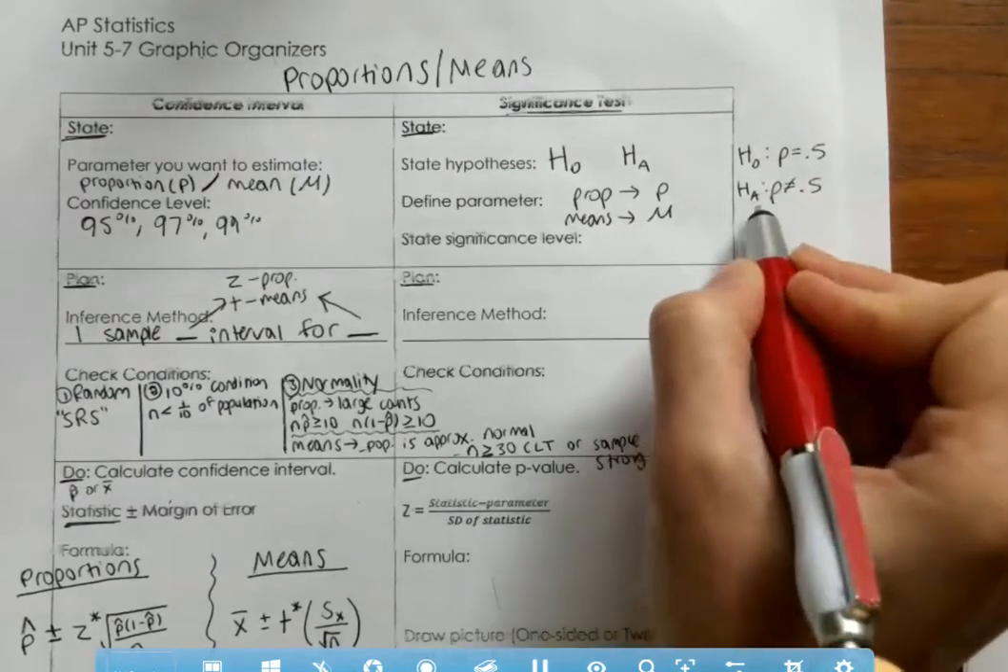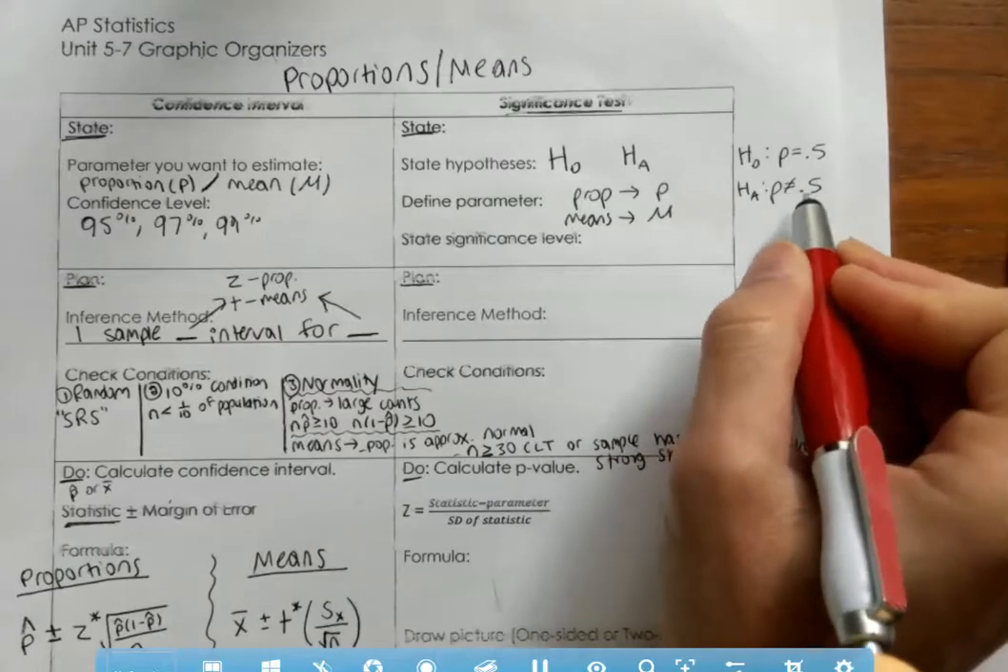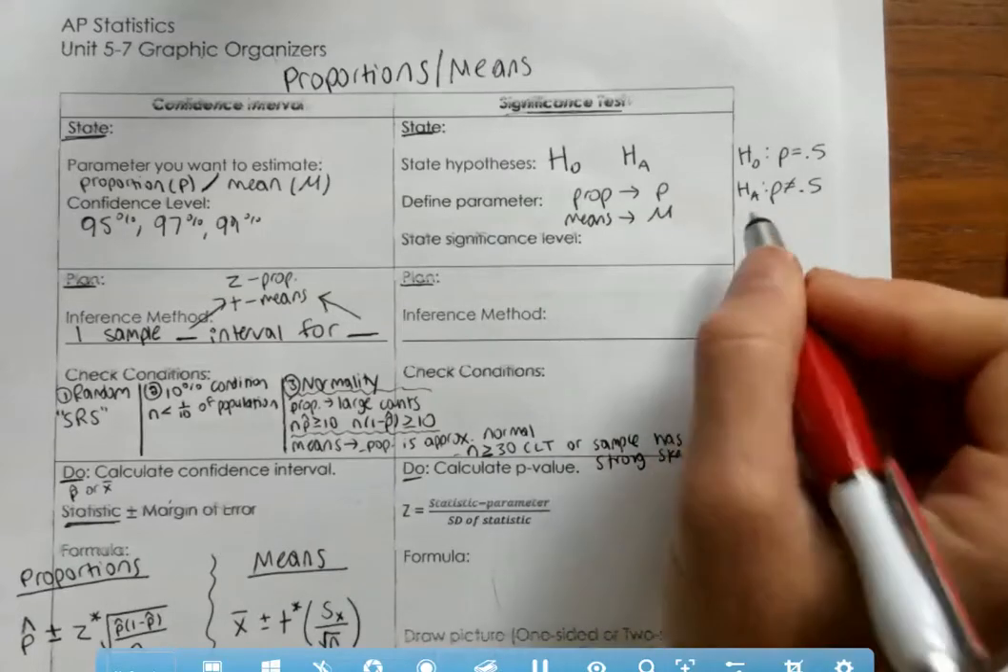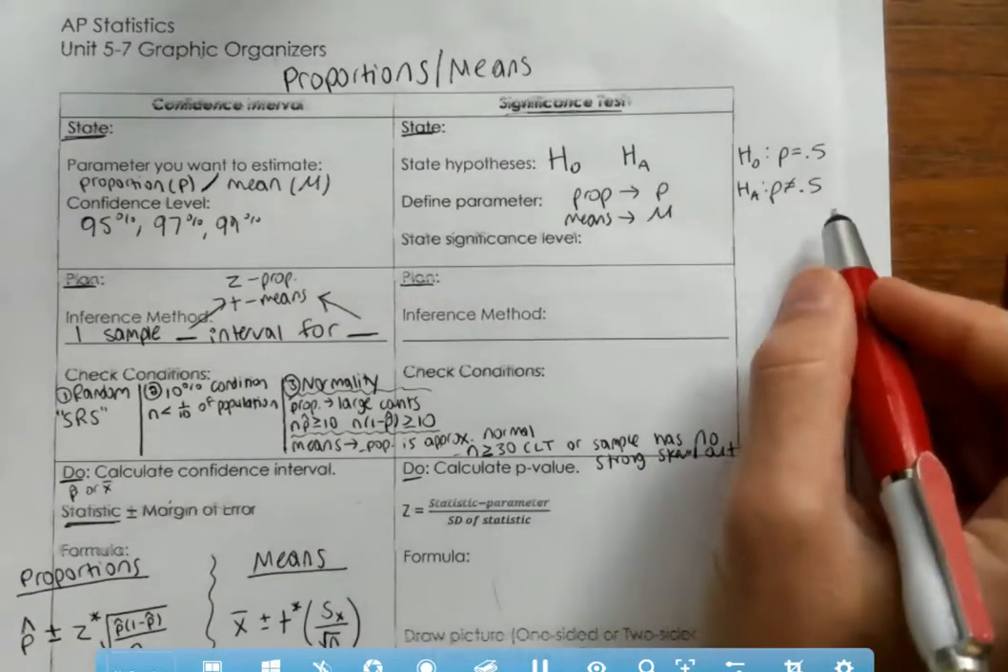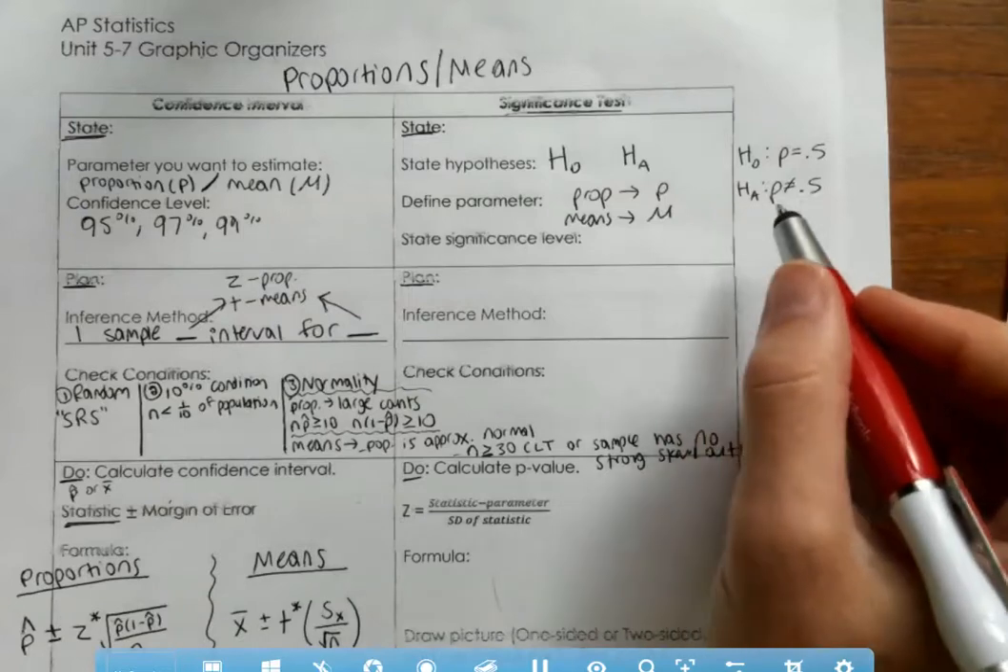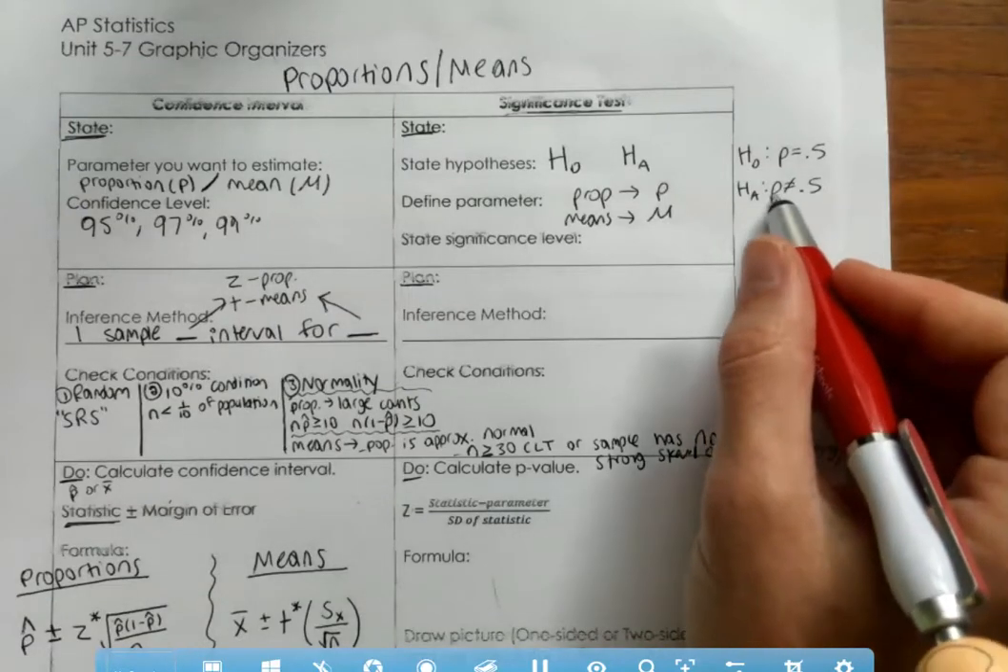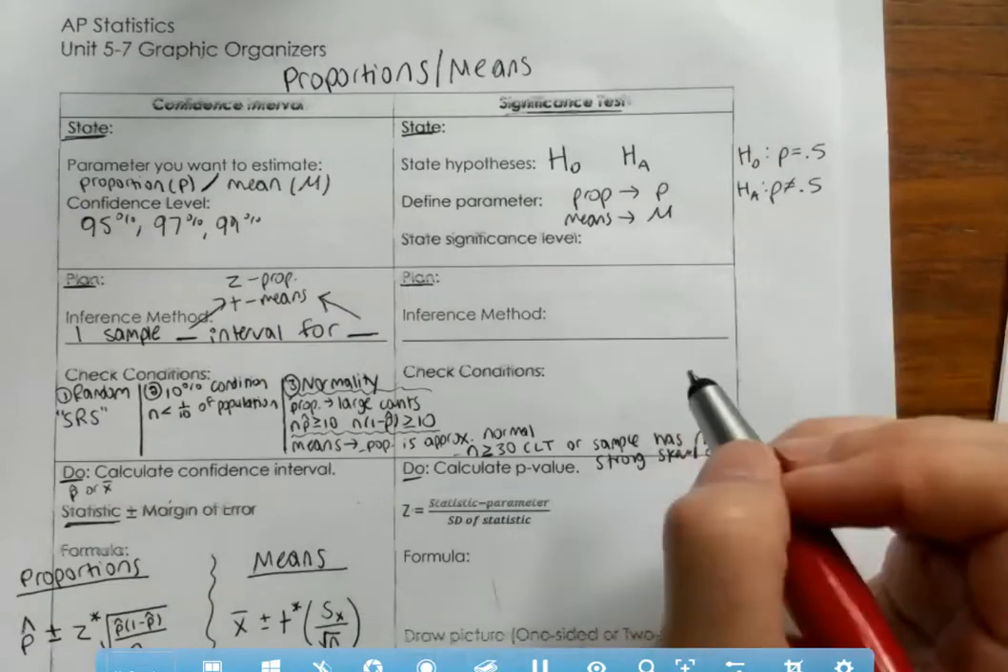And that would be a 2-sided test, right? Because it could be not equal to 0.5, it could be below 0.5, or it could be above 0.5. So that would be 2-sided. An example of a 1-sided alternative would just be p is less than 0.5.